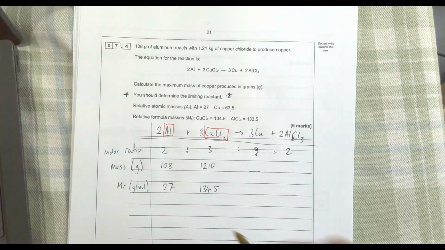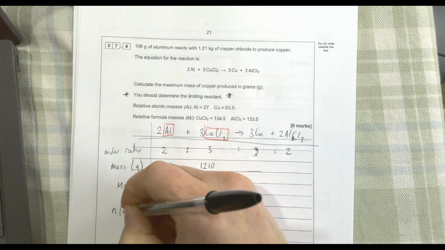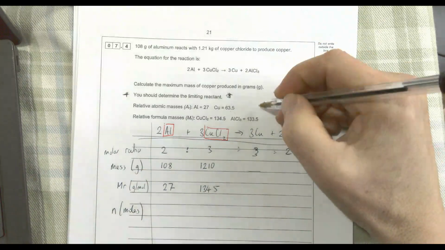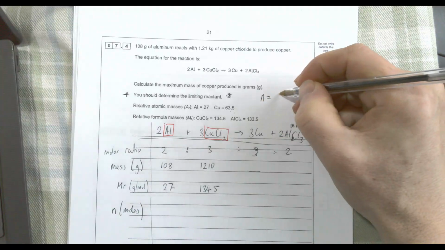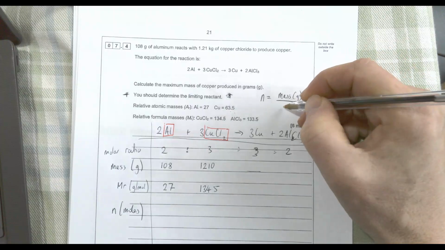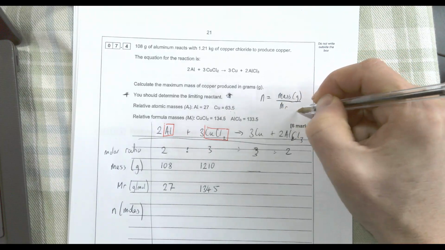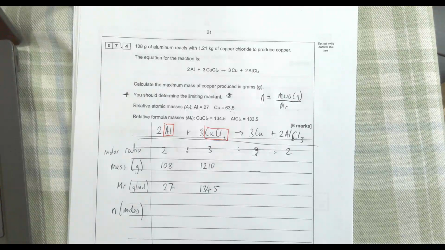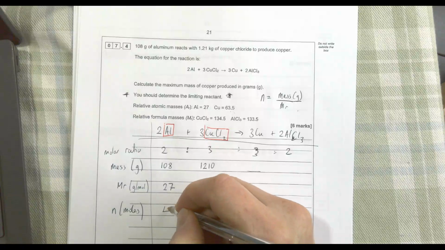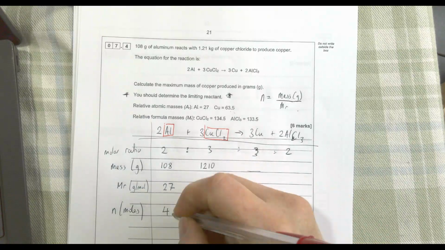You then have to work out the number of moles, or n in moles. The way to work out the number of moles is n is equal to the mass. This is one of the very few equations you have to learn. So the moles equals mass divided by the MR. 108 divided by 27 is equal to 4. And that's your first mark.